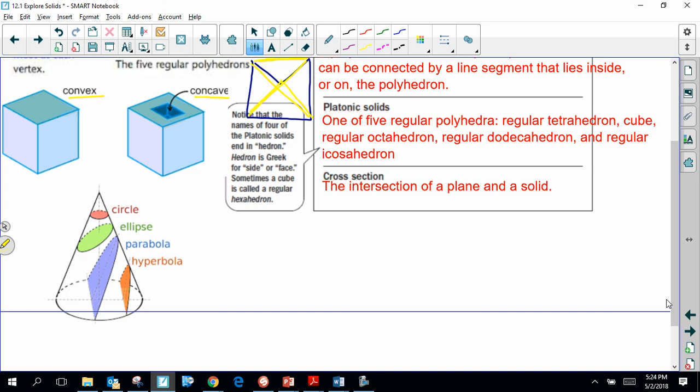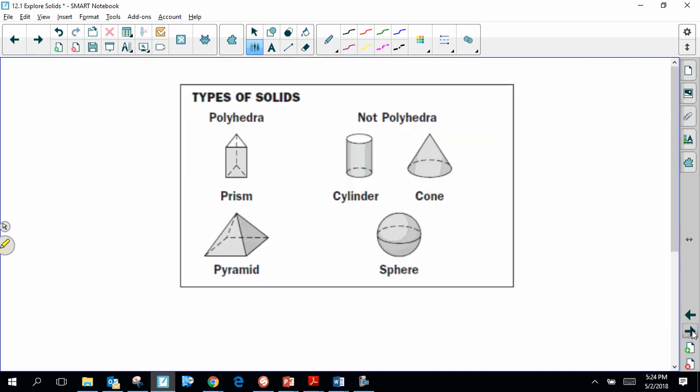So on the left here we have a cone that has four planes intersecting it, where depending on how I slice it, I can make a circle, an ellipse, a parabola, or a hyperbola. And they can change depending on whatever figure, whatever polyhedron or three-dimensional object, we're looking at. So here are more examples and non-examples of what polyhedra are.